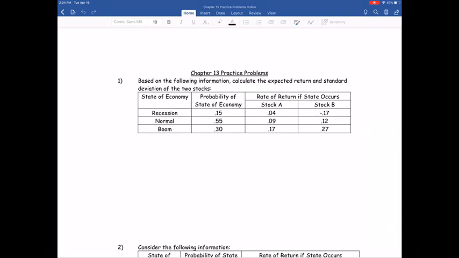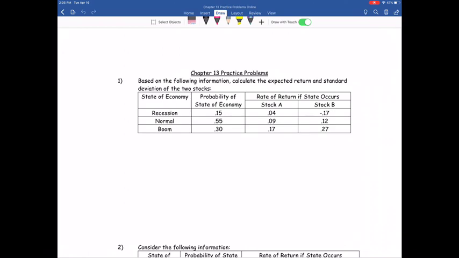So based on the following information, calculate the expected return and standard deviation of the two stocks. So you can see that we have stock A and we have stock B, and we also have some different probabilities of different states occurring, whether it be a recession, a normal economy, or a boom economy. So the expected return of an asset is the sum of each return times the probability of that return occurring.